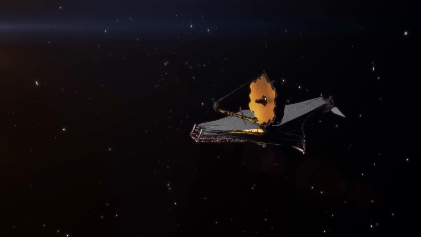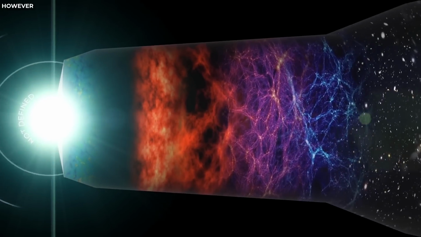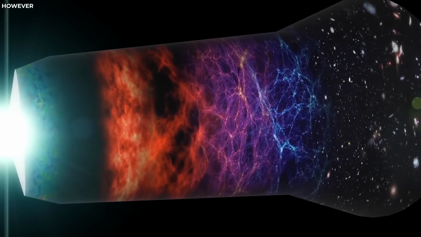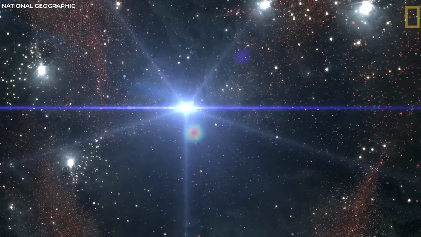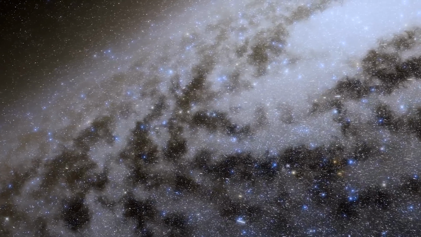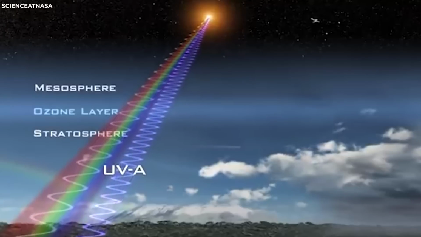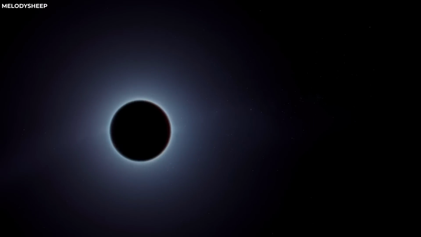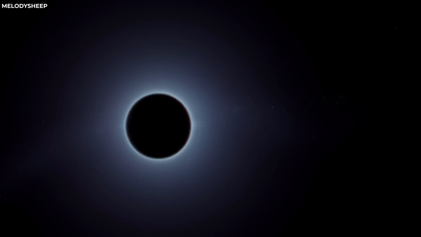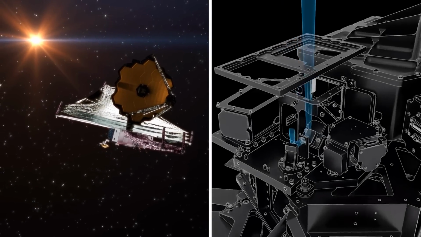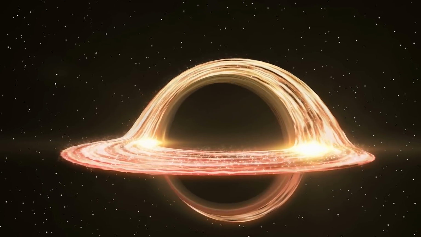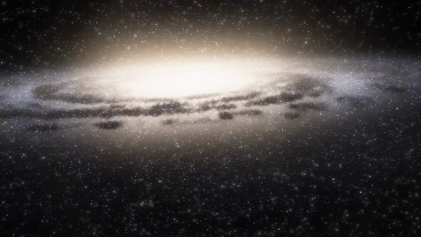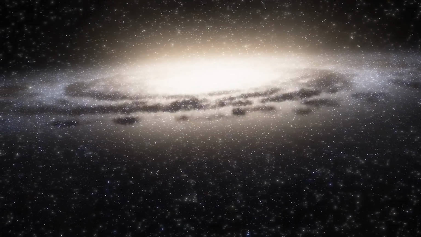JWST has also been researching the Big Bang by looking for the first light sources that appeared after the cosmic dark ages, which lasted hundreds of millions of years after the Big Bang. The first stars were huge and short-lived, producing heavy elements and ultraviolet light, while the first galaxies were small and feeble, hosting supermassive black holes. JWST's near-infrared camera NIRCam and near-infrared spectrograph NIRSpec have been used to detect and characterize these sources, as well as to determine their distances and redshifts.